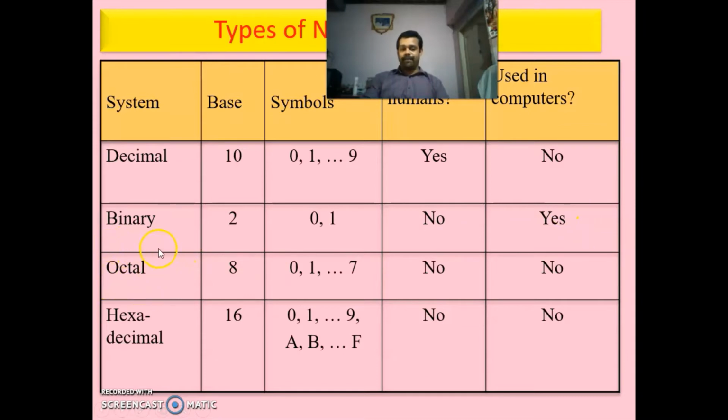The octal number system has a base of 8 and the numbers from 0 to 7, and it is not used by human beings and is also not used by computers. The hexadecimal number system has a base of 16 and the numbers from 0 to 9, and for 10 to 15 we use the alphabets A, B, C, D, E, F. And this number system is not used by either humans or computers.